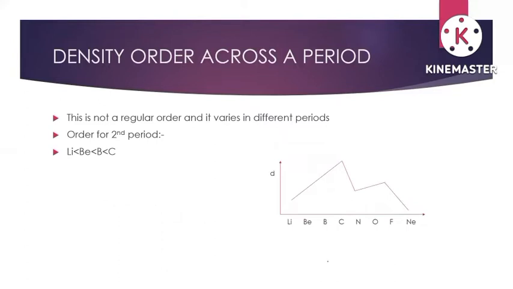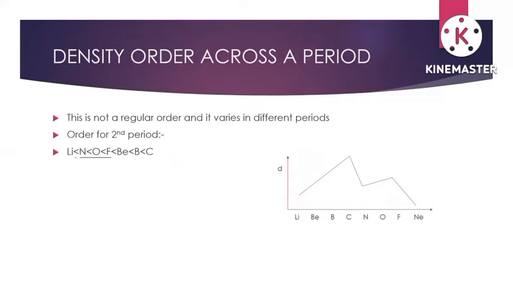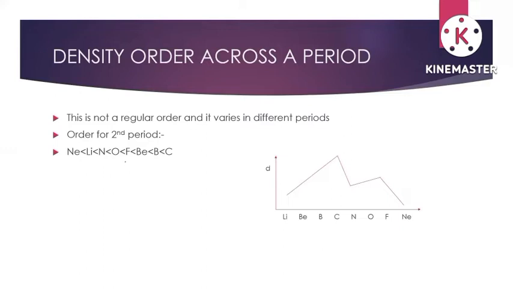Okay, order for the second period. If we are asked to write the order, we can see that up to carbon it is increasing, then it has a dip at nitrogen. So we will write nitrogen, oxygen, fluorine over here, after lithium but less than beryllium, boron and carbon. And then at last the noble gas, that is helium.